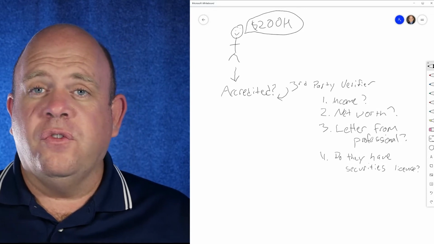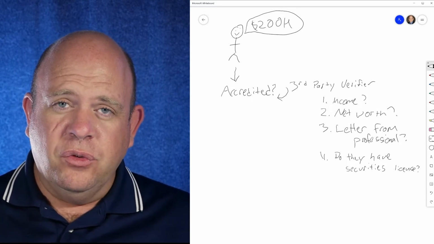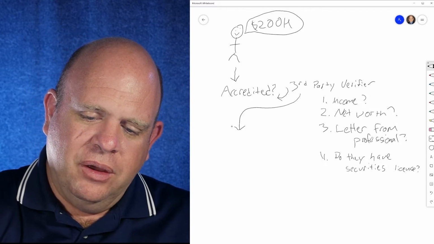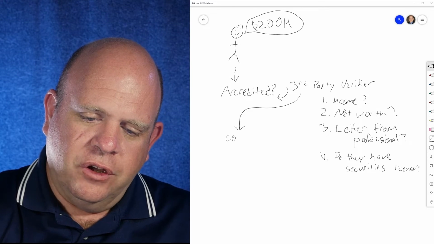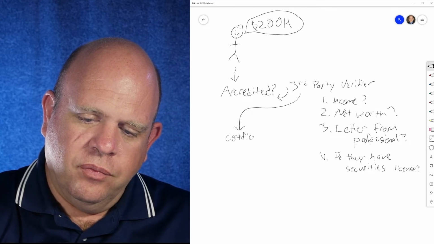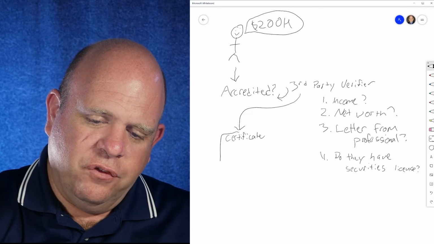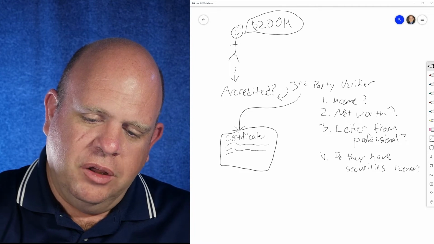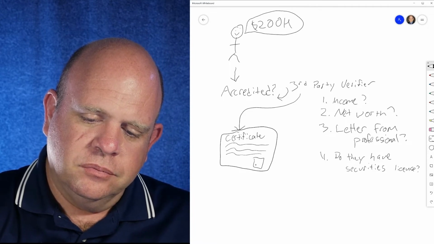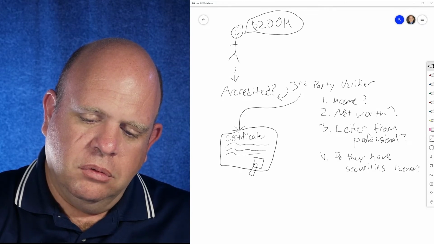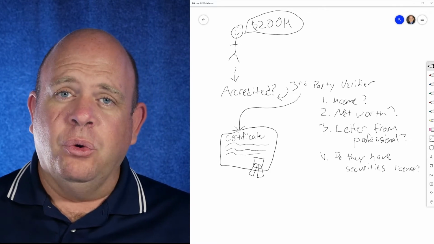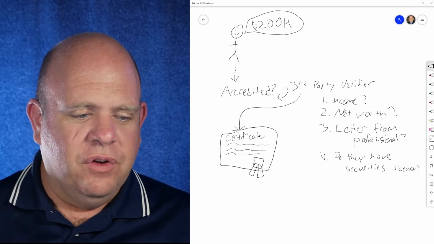So under one of those 4 things, hopefully one of those is true. If it is true, the third party will come back and they will issue a certificate. Normally these certificates are only good for like 90 days. So you want to do it within a reasonable time frame of taking their money. So they issue a certificate. Now you have a real accredited investor.